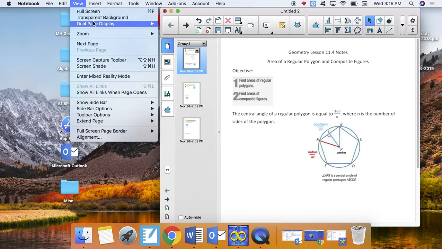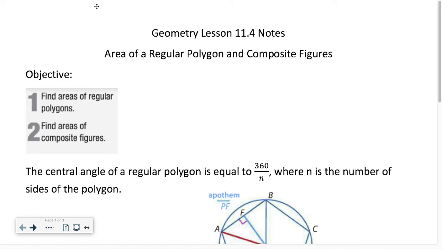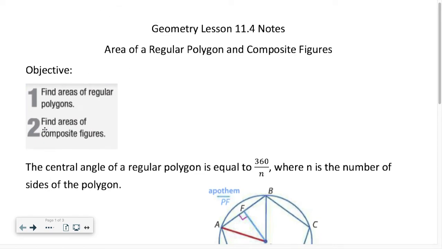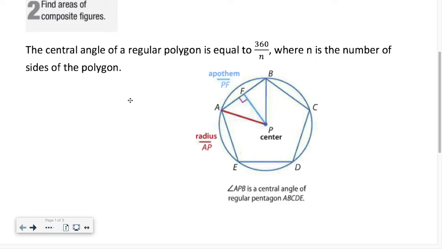Hello everyone, welcome to the 11.4 video where we're going to talk about area of regular polygons and area of composite figures. So our objectives will be to find those two things. Alright, first we're going to start with regular polygons. A couple of things we need to know about regular polygons here.